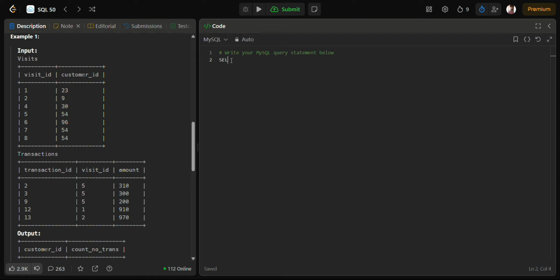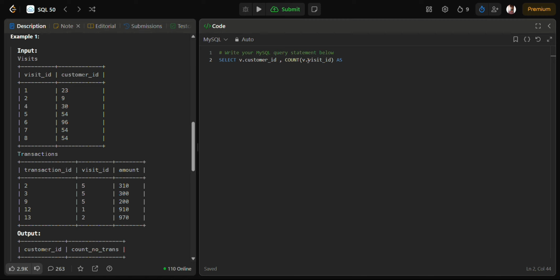Now let's talk about how we can solve this problem using SQL. The key to solving this problem lies in joining these two datasets carefully. We'll use something called a left join between the visits table and the transactions table. Let's understand what that means.